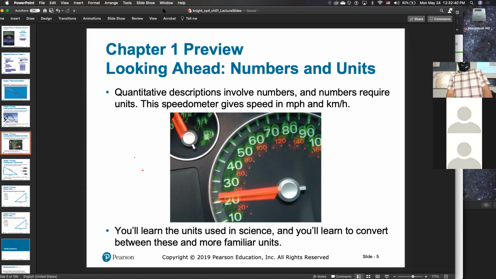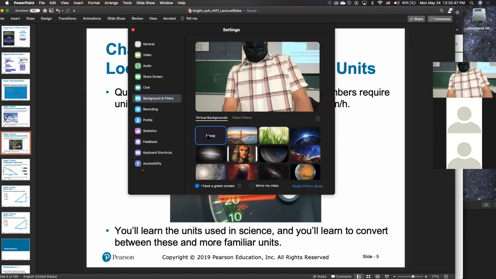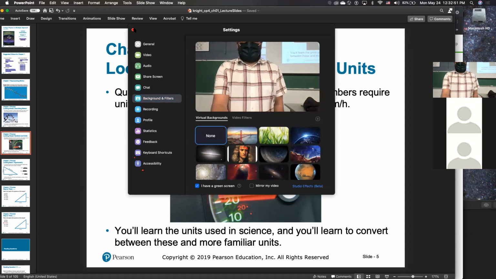I have a virtual background on, so you can't see the board because it thinks there is a green screen. Oh, there we go. Everyone online was seeing galaxies, okay.